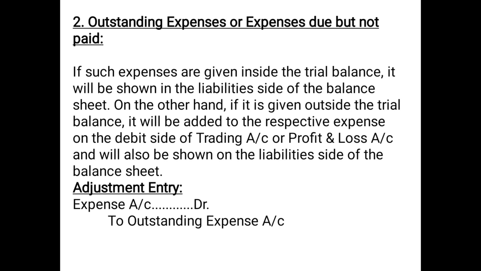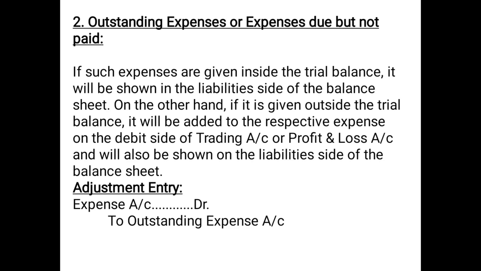Moving ahead to the next adjustment, that is outstanding expenses or expenses due but not paid. If you remember the chapter journal, there we have already discussed that outstanding expenses, or expenses due but not paid, or accrued expenses, are basically the expenses which have fallen due but have still not been paid by the business. These are considered as a liability for the business. So if the outstanding expenses are given inside the trial balance, it will be shown at one place, that will be the liability side of the balance sheet.